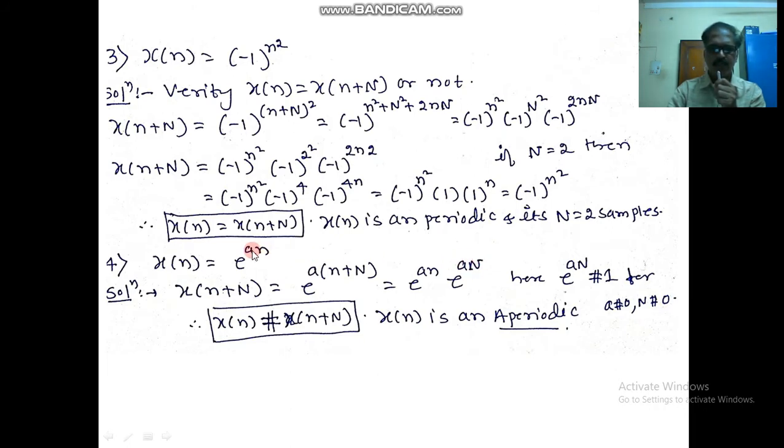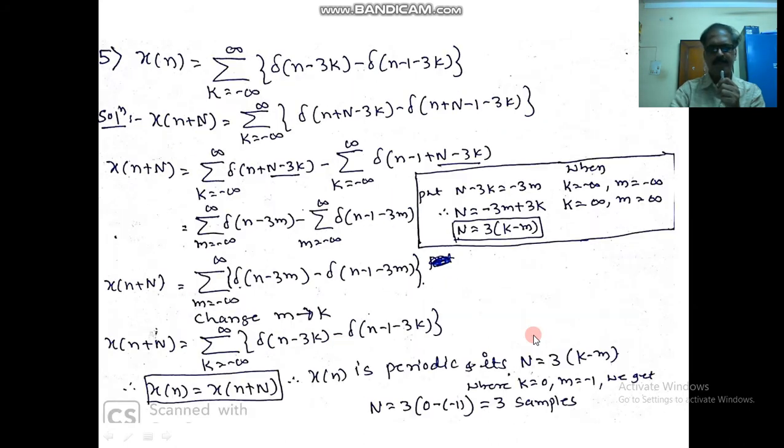But in the question, a is given as greater than 0. Hence I can't substitute a equal to 0 here, nor capital N equal to 0. In order to make a periodic signal, its fundamental period should be a positive value, meaning the smallest value other than 0. Therefore n equal to 0 also need not be considered. Therefore e to the power of a n is not equal to 1, therefore x of n plus capital N is not equal to x of n.